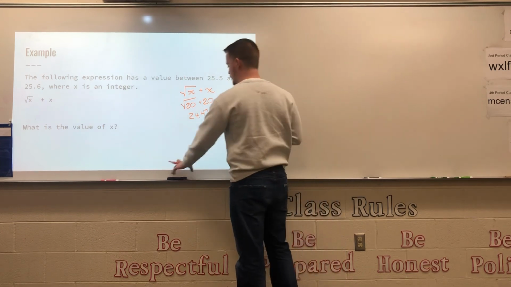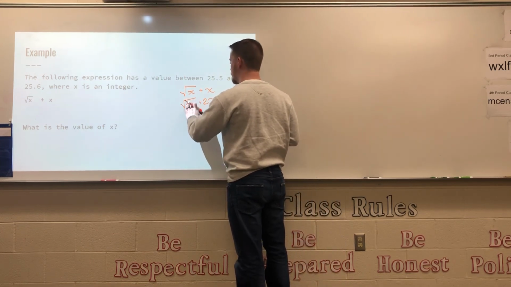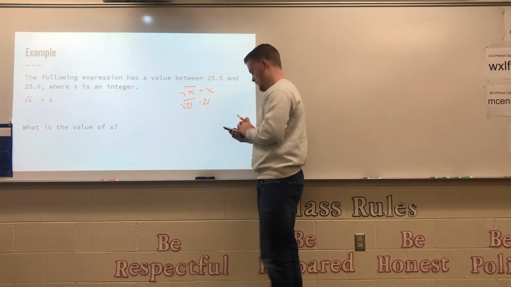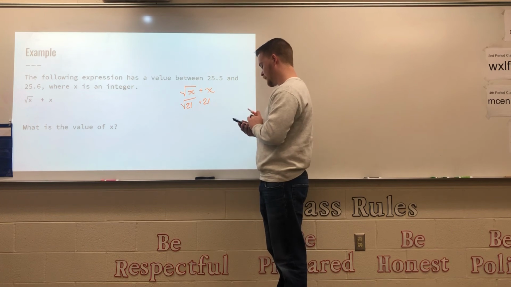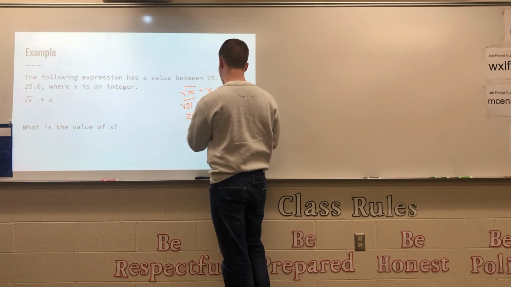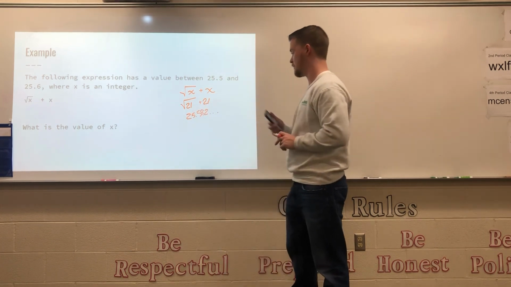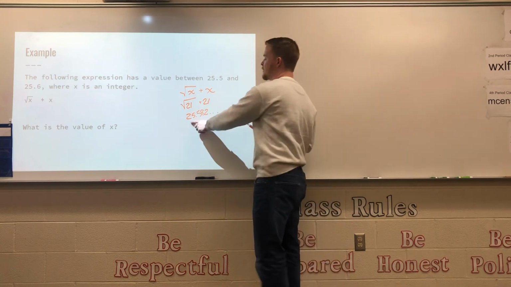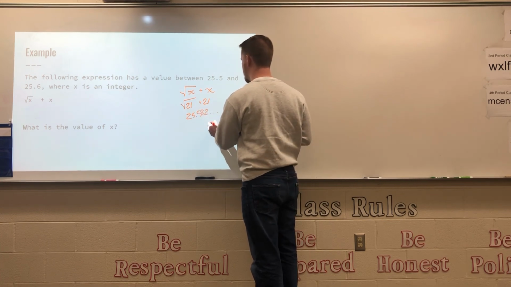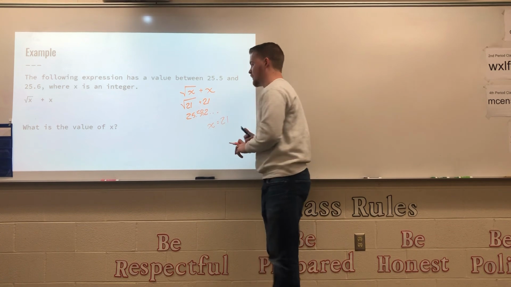So we need to go up a little bit. Let's go up 1 to 21. I plug in 21 in both spots. Square root of 21, 4.5825 and so on. Add 21, and I get 25.582 and so on. So there we go. There's my answer, because that value falls between 25.5 and 25.6. So my answer would be x equals 21.